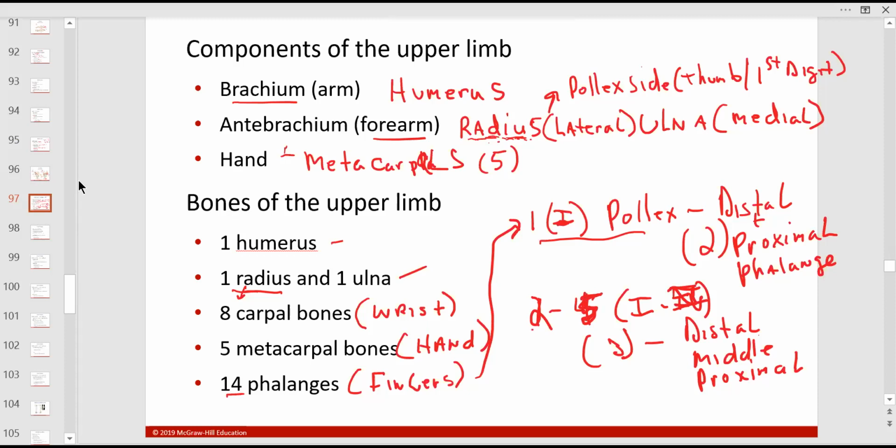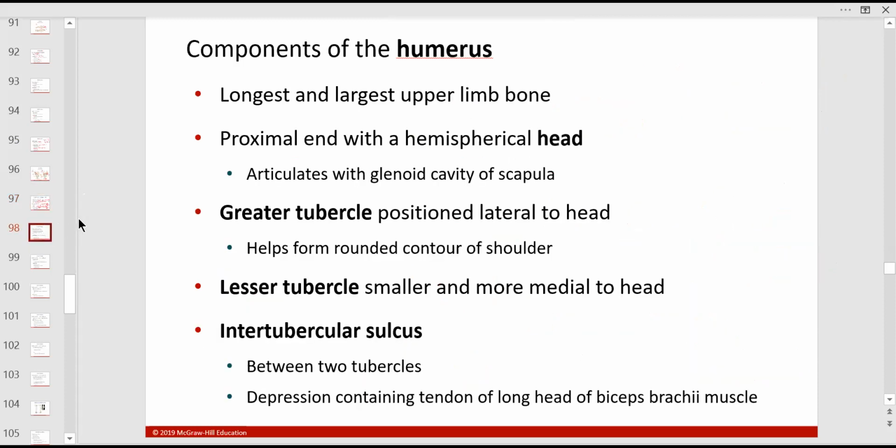So the second digit is your index finger. Third digit is middle finger. Fourth digit is your ring finger. And fifth digit is your pinky, also known as the digiti minimi. So digit 1 is 2 phalanges. 2 through 5 is 3 phalanges.